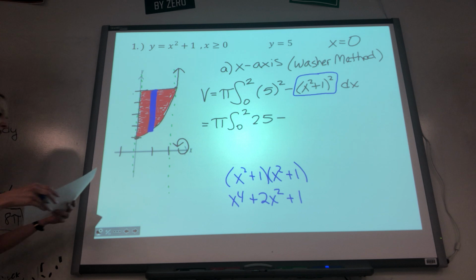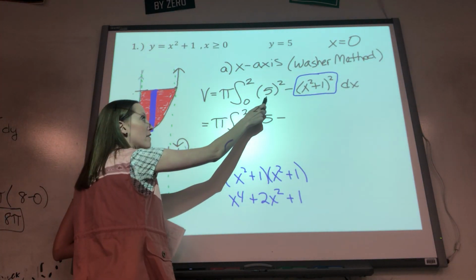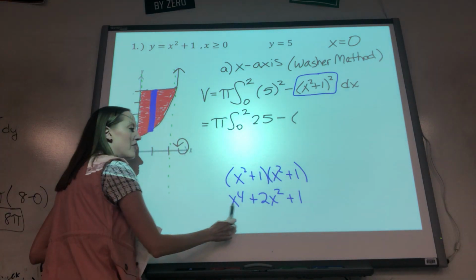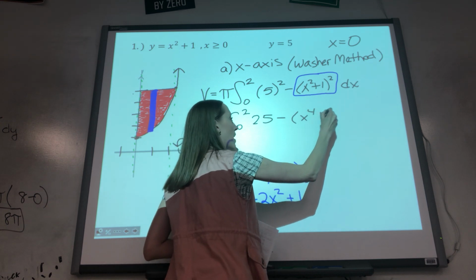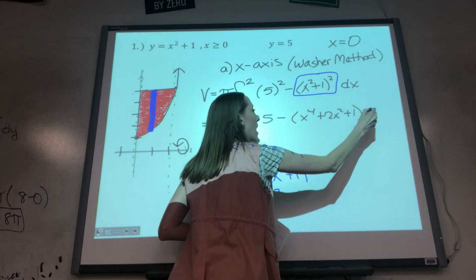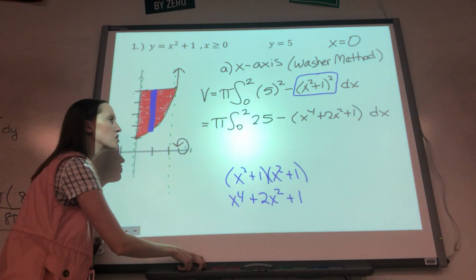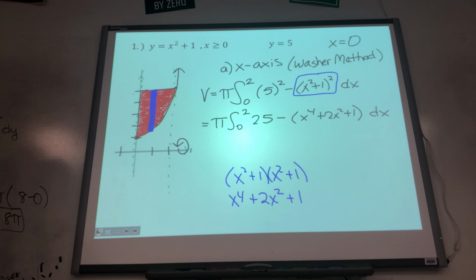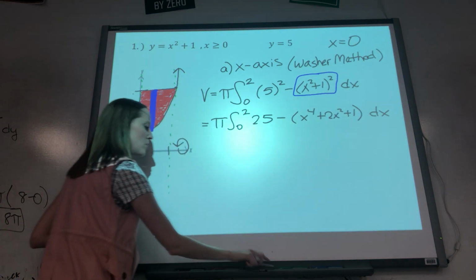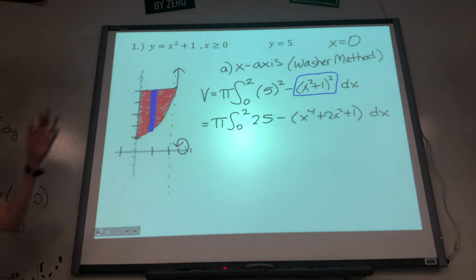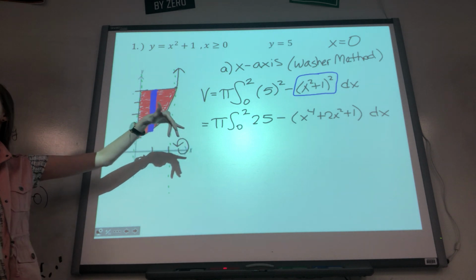Now, the tricky part is we have to take 25 minus this entire quantity, x to the 4th plus 2x squared plus 1. So I will have to distribute that minus sign, and maybe I'll have a little bit more simplifying to do before I integrate. Any questions up until this point of just setting it up?